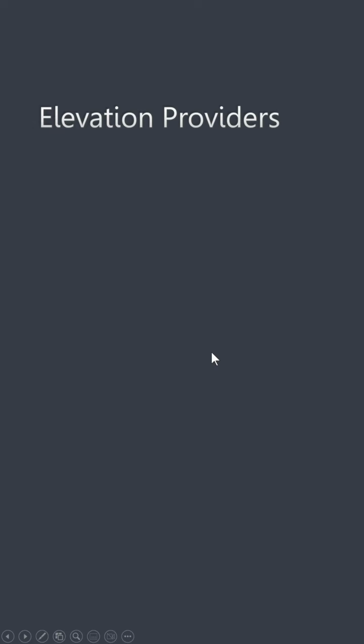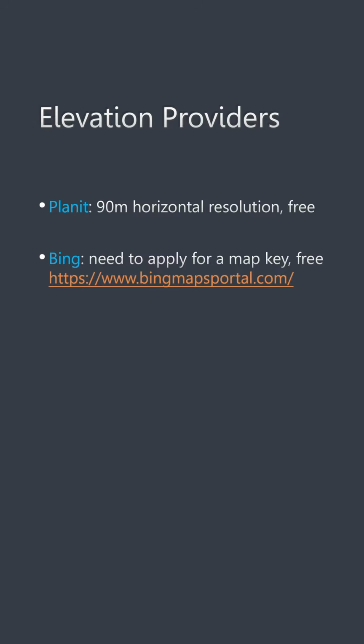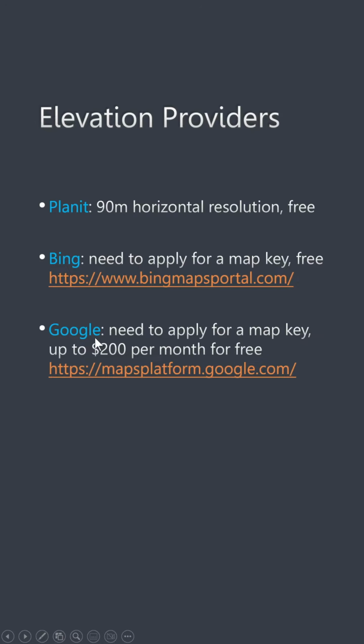We support 3 elevation providers. The first one is the Planet elevation provider. It has a 90-meter horizontal resolution. Then we have the Bing elevation provider. You'll need to apply for a key in order to use that. Finally, we have the Google elevation provider. You'll also need a key, and it has a monthly quota of $200. As long as you don't use it over this budget, you don't need to pay anything.